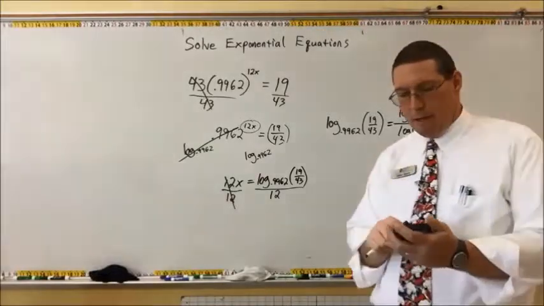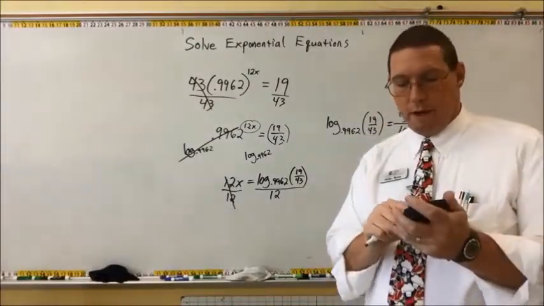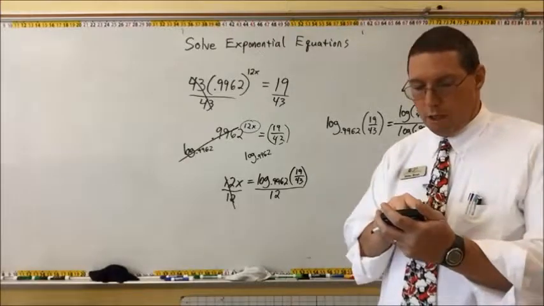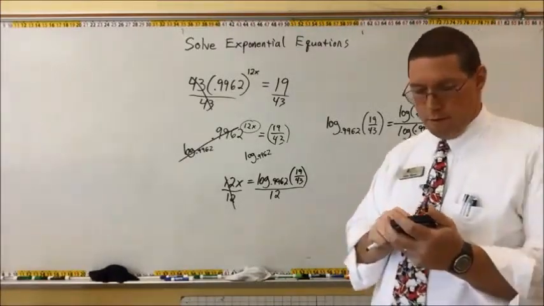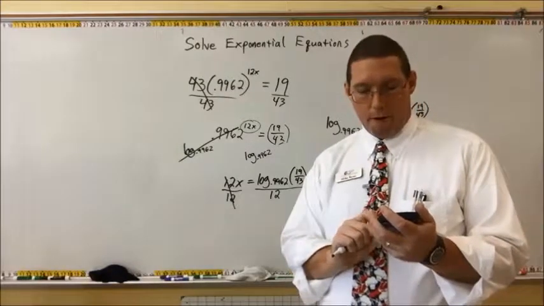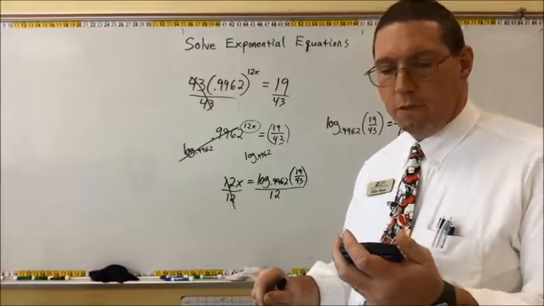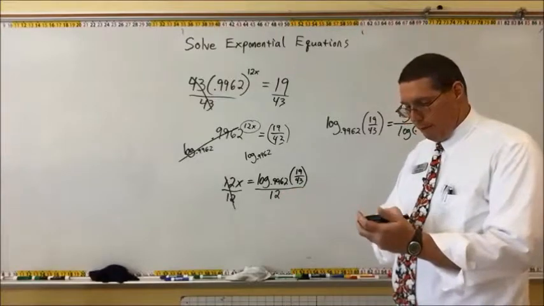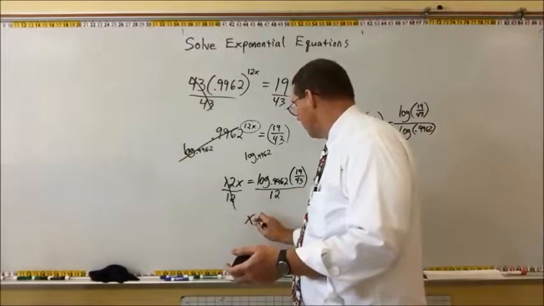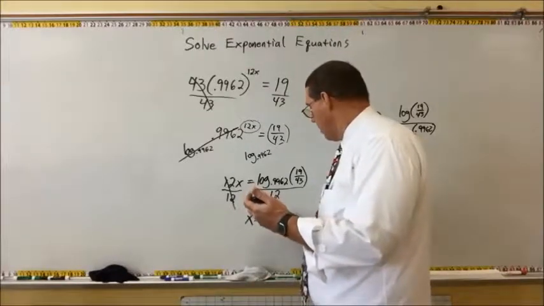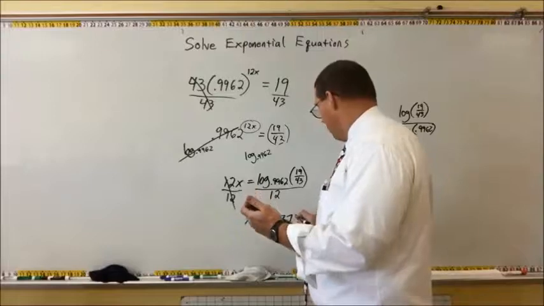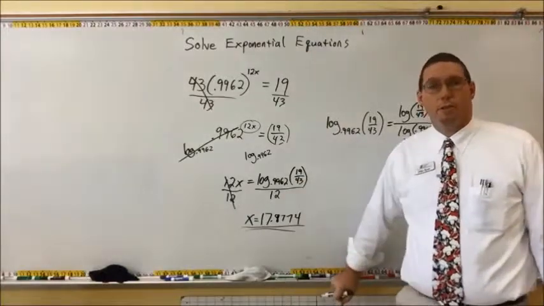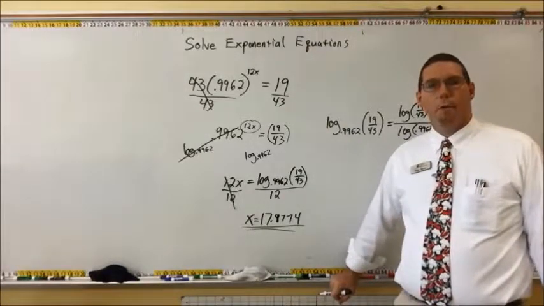So in my calculator, I'm going to hit the log button, then 19 divided by 43, close parenthesis, divided by log 0.9962, close parenthesis. Now I'm going to press enter, and I get 214.5285. But look, that's just this number. I still have to divide by 12. So I divide by 12, and I get x is equal to 17.8774. And that is my solution for x to this exponential equation. Let's try maybe one or two more, okay?